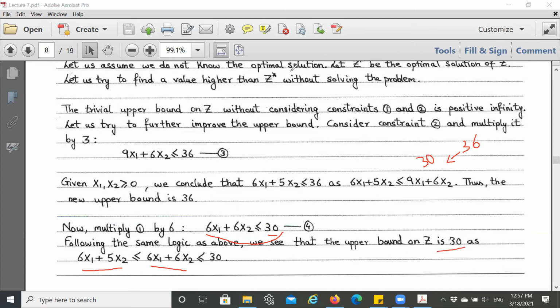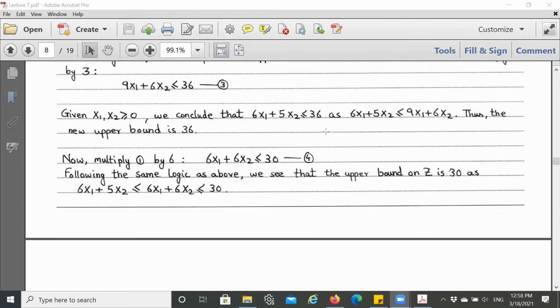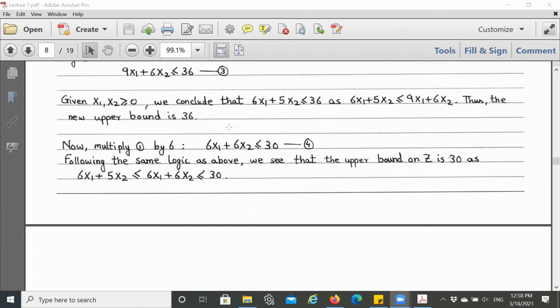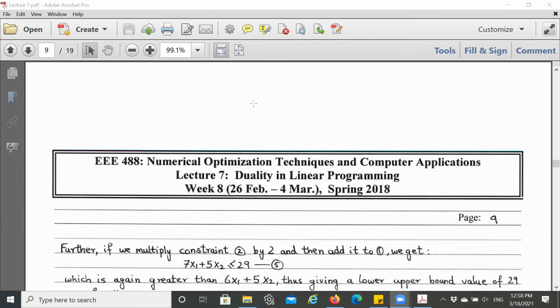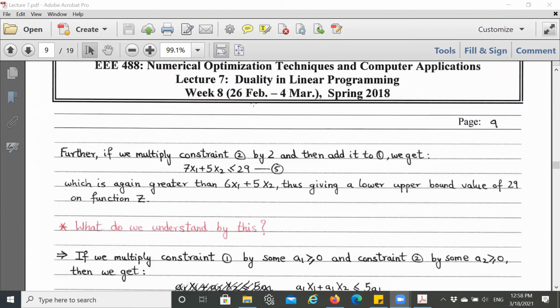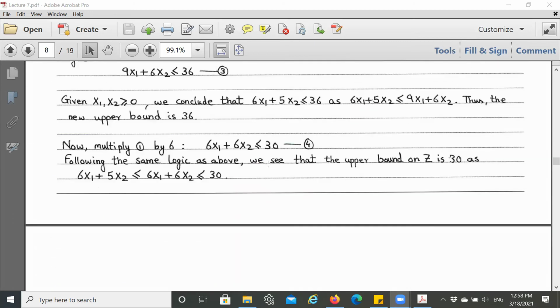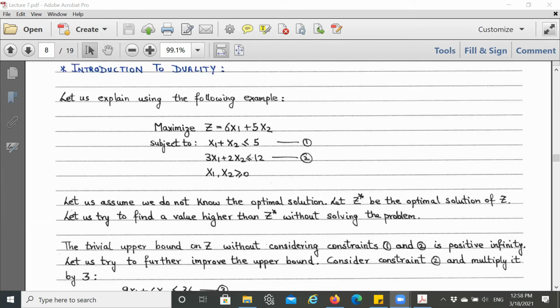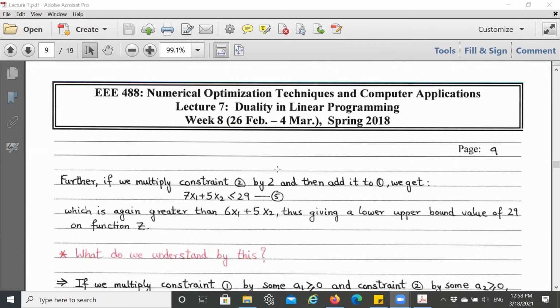Yes. Good. So now we know that it is even lesser than 36, and the two constraints guarantee that the optimal solution is at most 30. Okay. Now again, I want to reduce 30. I want to see if I can reduce it any further. If I multiply the second constraint by 2, this will give me 6x1 plus 4x2 less than or equal to 24.